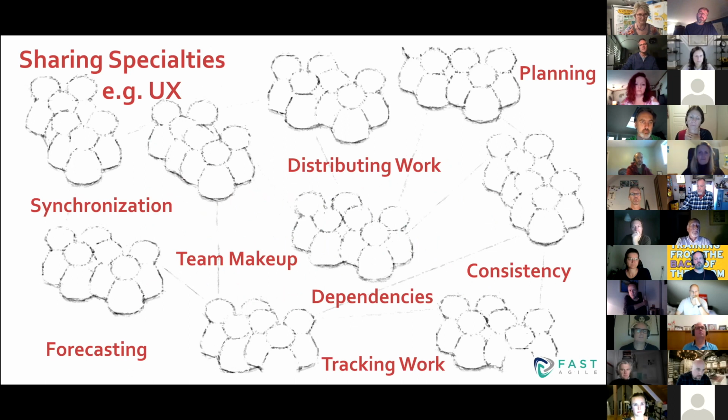And this one at the top left, sharing specialty. How do we share specialities? Like if I've got 2 UX people and I need that across 4 teams, how do we do that? And I want to highlight that one in particular because FAST is particularly good at answering that question.